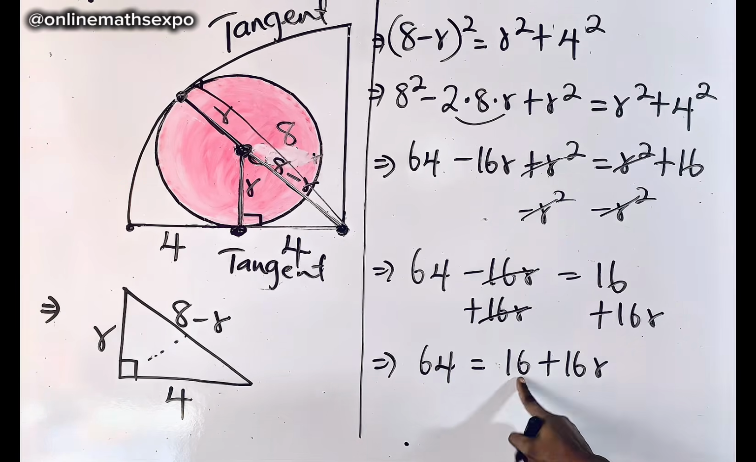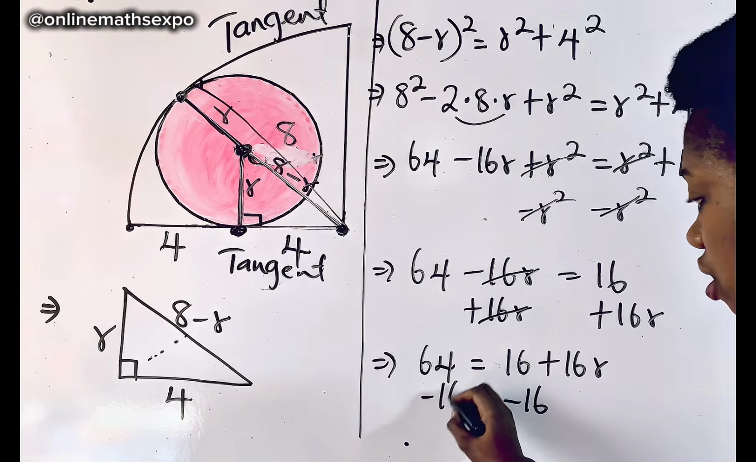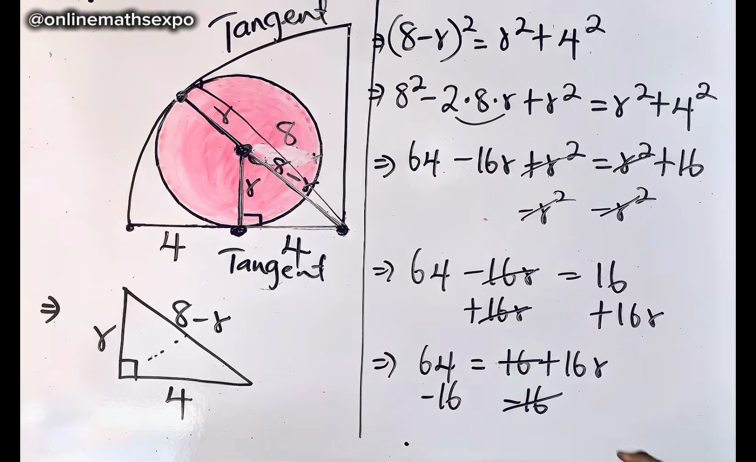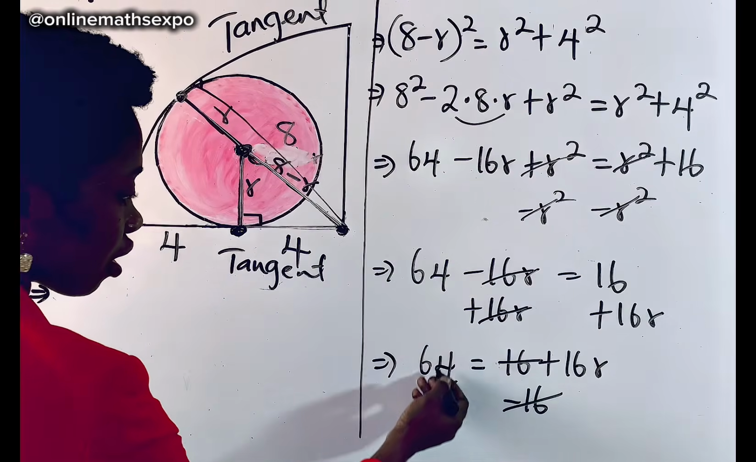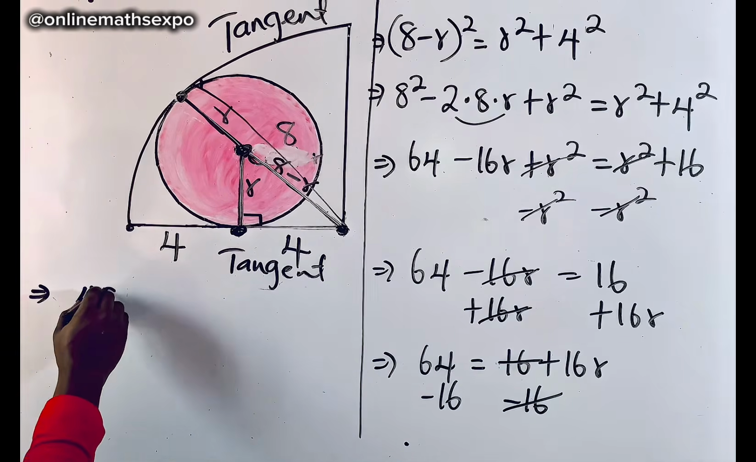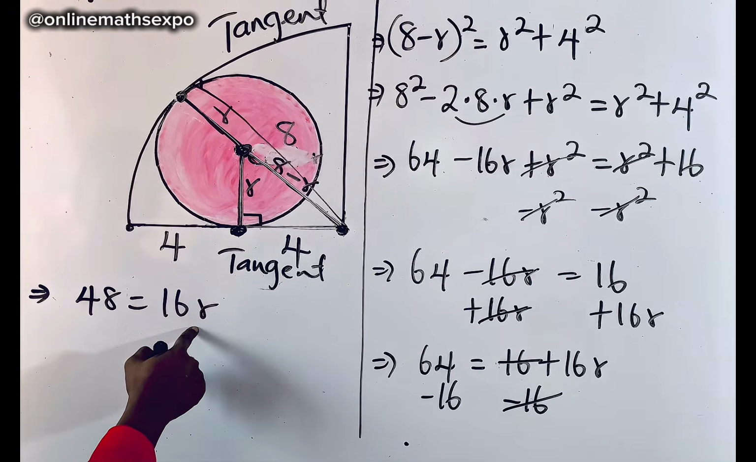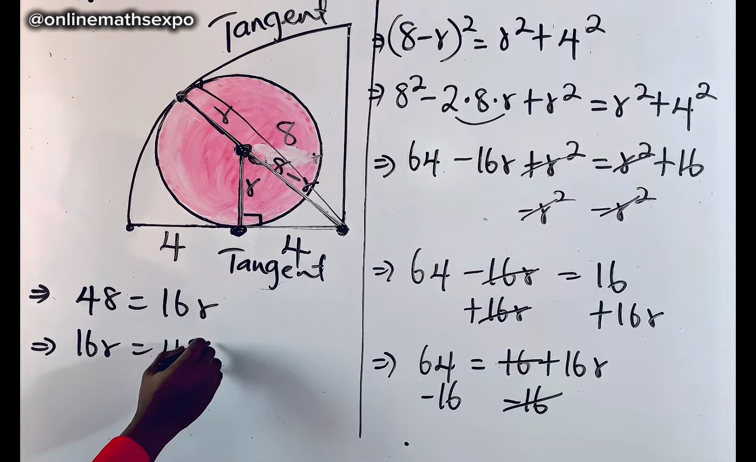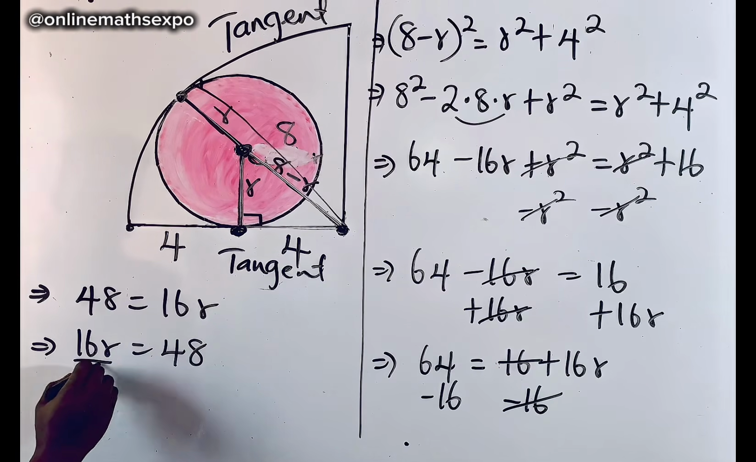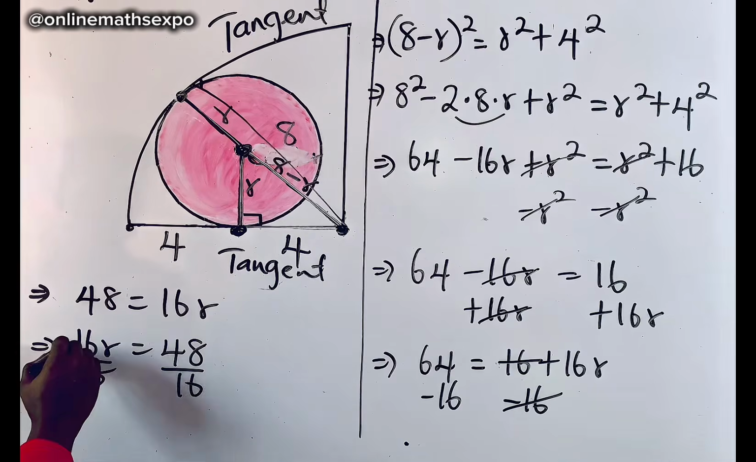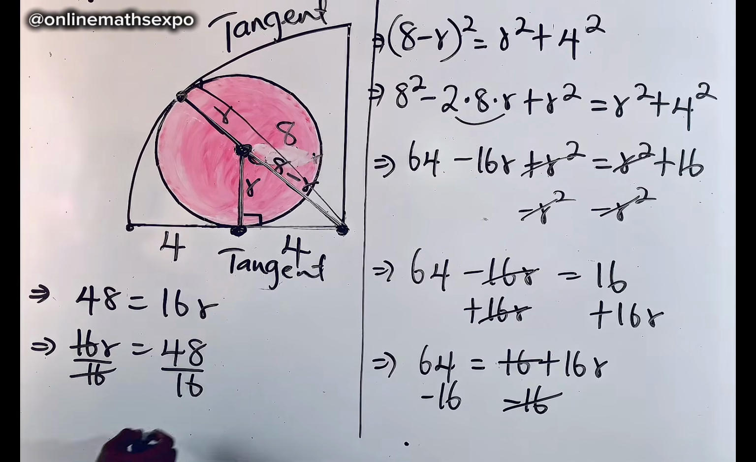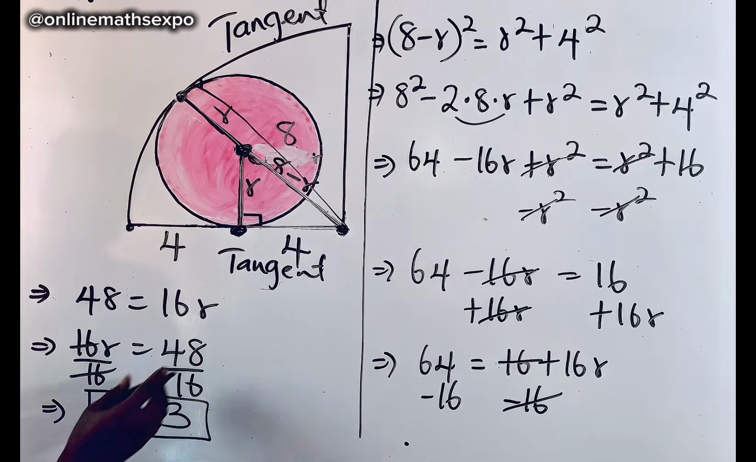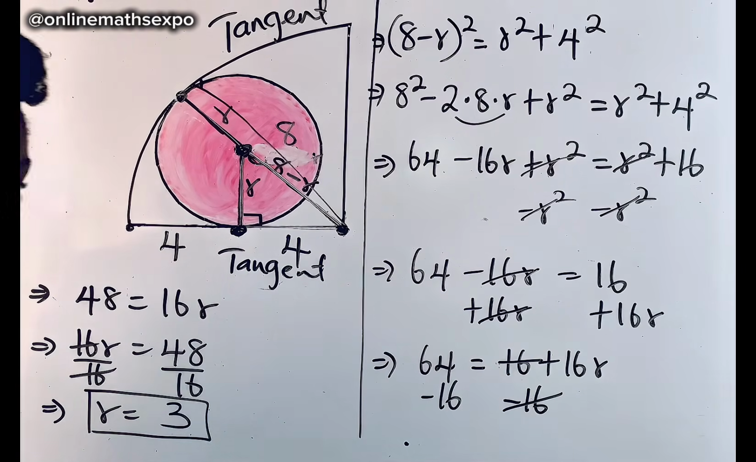To subtract this, you subtract 16 from both sides. And when you do that, if you subtract, this will give us 48 is equal to 16r. And this is the same thing as 16r is equal to 48. To get r, divide by 16, this cancels. And when you do that, r is equal to 3. So the radius of this circle is 3 units.